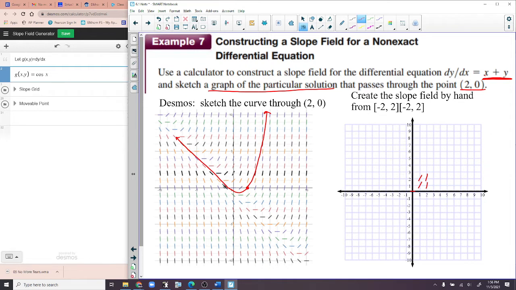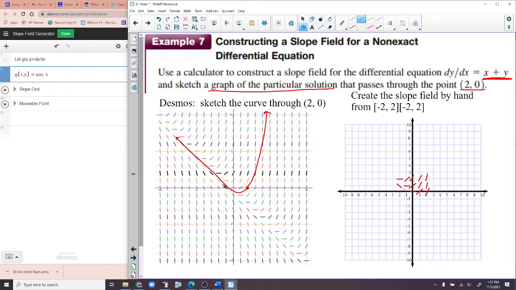I can do the axes too. (1, 0) is 1. (2, 0) is 2. (0, 1) is 1. (0, 2) is 2. All right, so I got the first quadrant done. Second quadrant. (-1, 1) is 0, so the slope is 0 there. (-2, 1) is -1, so like that. And (-2, 2), that's also 0, isn't it? And (-1, 2) is 1, so a slope of 1 right there. There's quadrant 2.